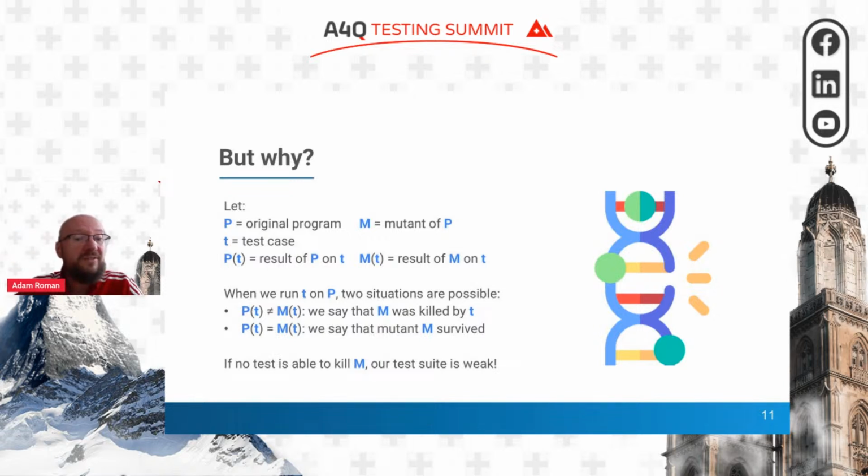But if no test detects it, so for all the tests we have, this result is equal to P of T, then no test detects the problem, because the expected outputs are exactly the same as the real outputs. If this situation occurs, it means that our test suite is weak, because we have no tests that could detect this potential defect in the code.